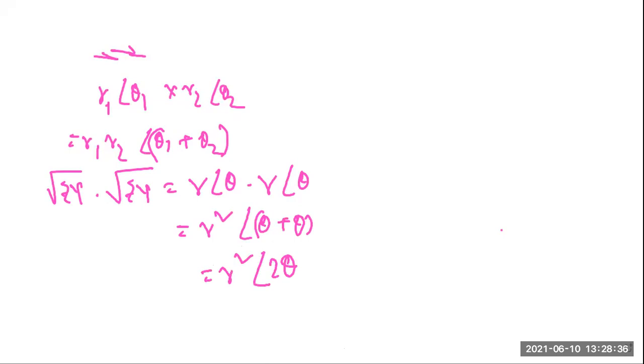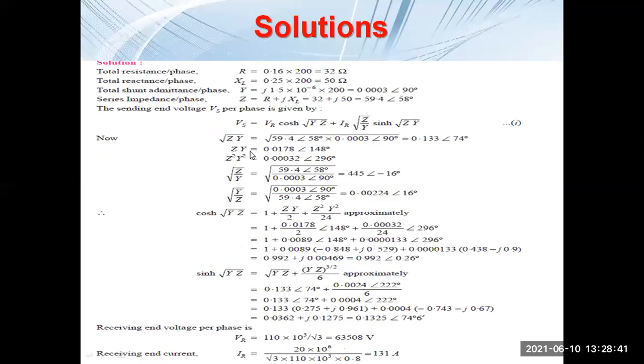So here we have done the same thing. This is ZY, meaning we have squared it, so we are getting this value. Now again we are squaring, that is Z square into Y square. So the magnitude will be squared and the angle will be multiplied by 2.